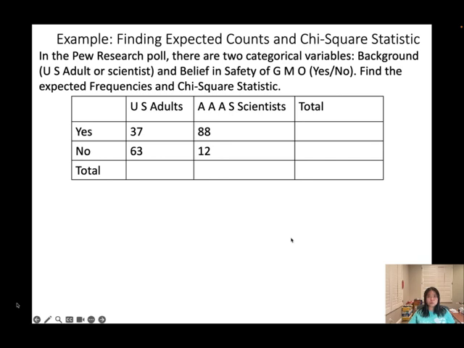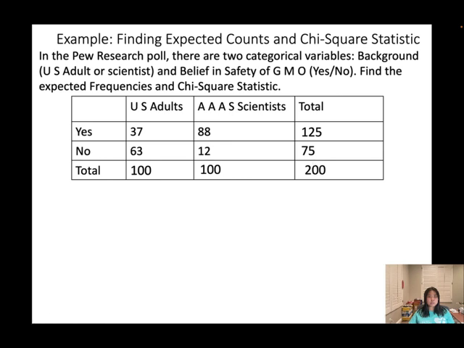Okay, let's try to work together. In the research poll, there are two categorical variables: background, US adult or scientist, and belief in the safety of GMO. Find the expected frequency and chi-square statistic. So first, find the total. Try your work. Okay, you do have a grand total of 200.